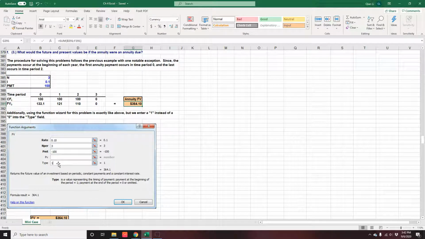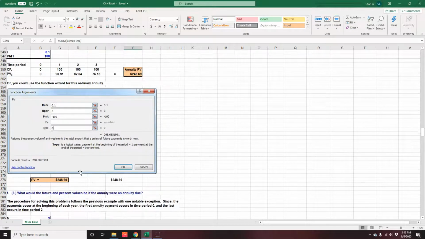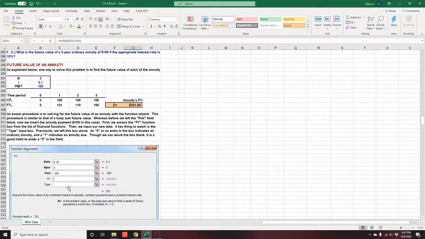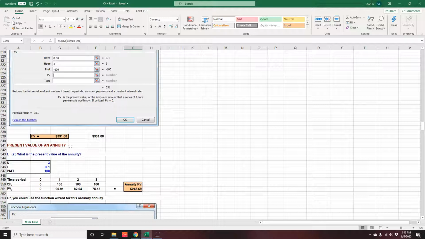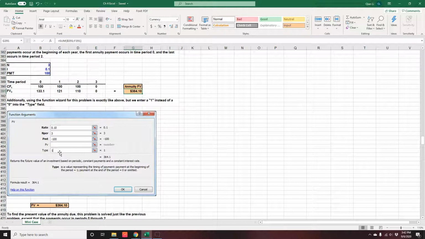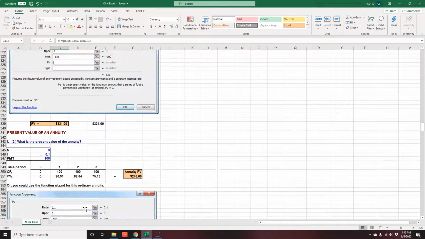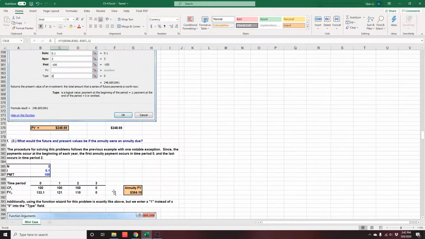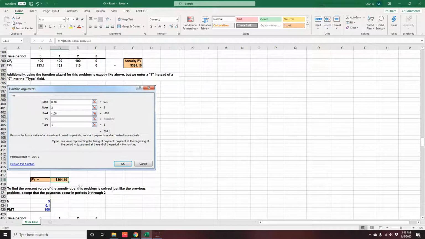So the only difference between this one and what you have here is, for the ordinary annuity, you can just skip the type or just put a 0 here. For the annuity due, you put a 1 as the type, and click on OK. You get the future value. This is 10% higher than the result you got here for the ordinary annuity. Remember in the lecture we talked about how the future value of an annuity due is 1 plus i times the future value of the matching ordinary annuity.